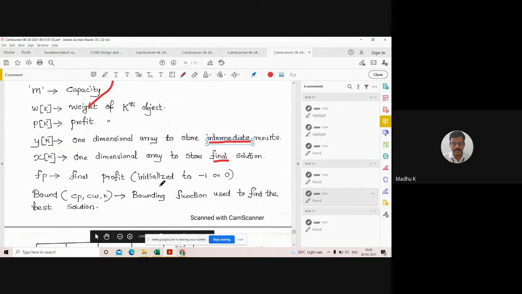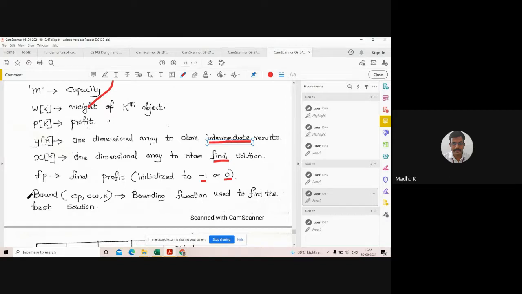FP is basically initialized to -1 or 0. In our text, I think it is -1. Sometimes it will be 0. There will be no problem. So it will be -1 or 0. FP is the final profit. After processing, you will get the final profit value in this variable.